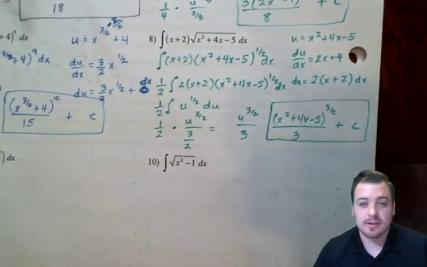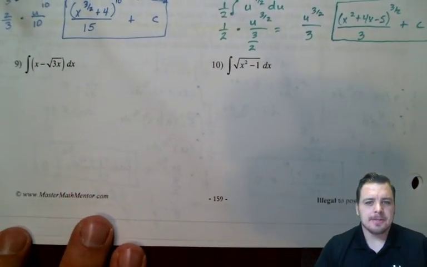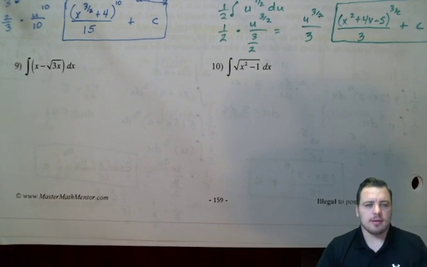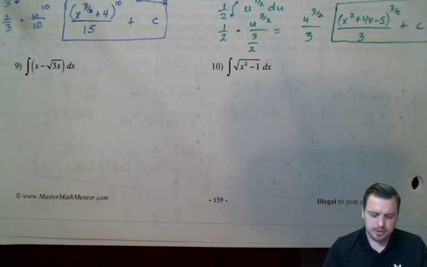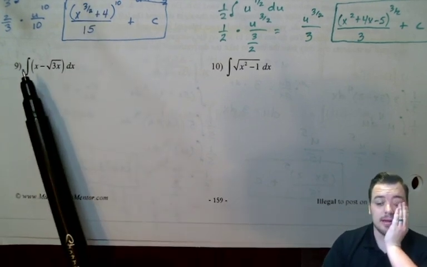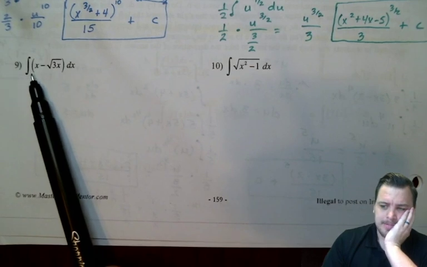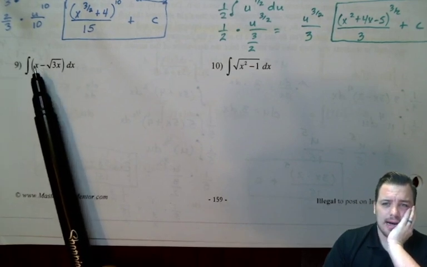All right, hope this is making a little bit of sense to you guys. Trucking right along. Number 9, the integral of x minus radical 3x dx. So now this actually presents something a little bit interesting. Now this is a subtraction integral.